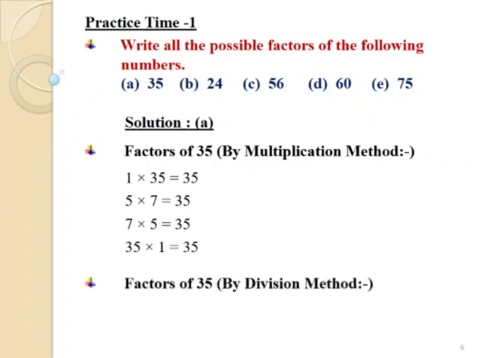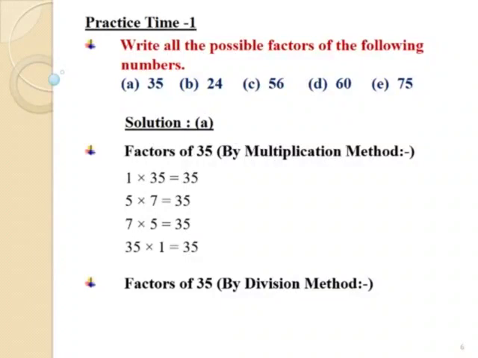Now, factors of 35 by division method. Students, in order to get the factors of 35, divide 35 by 1, 2, 3 and so on. All numbers that can exactly divide 35 will be the factors of 35. So, let's divide 35 by numbers so that we get remainder 0.